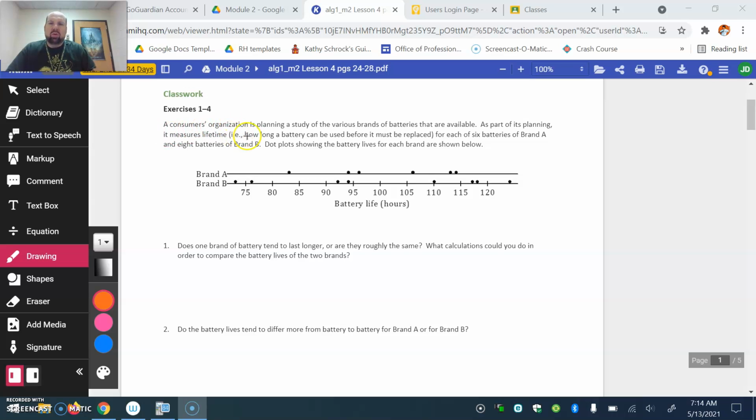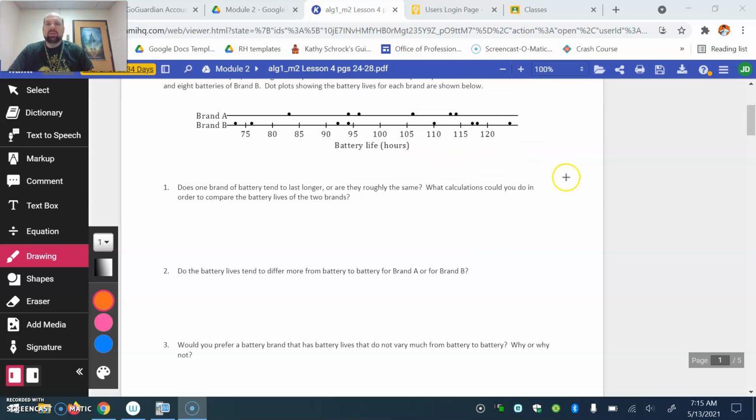A consumer's organization is planning a study of the various brands of batteries that are available. As part of its planning, it measures lifetime, how long a battery can be used before it must be replaced. Or, I think that makes sense, but I also think in our current society, we're used to batteries that can be recharged. So one or the other. For each of 6 batteries of brand A and 8 batteries of brand B, dot plots showing battery lives for each brand are shown below. All right, so we have some questions. We have these dot plots, and we're going to answer them.